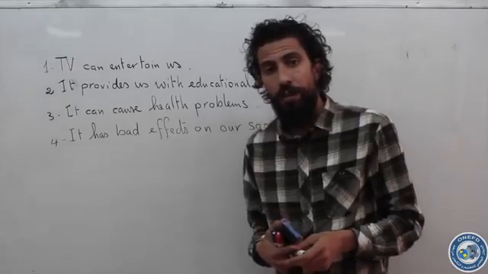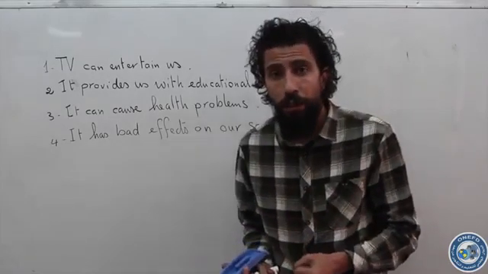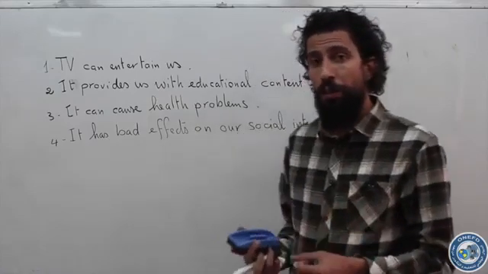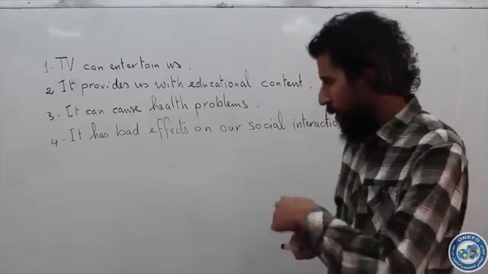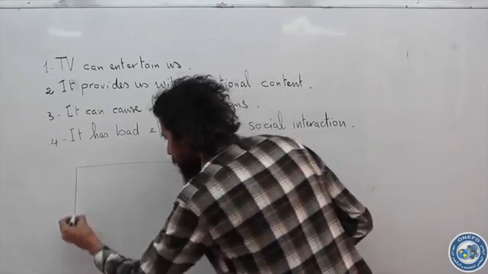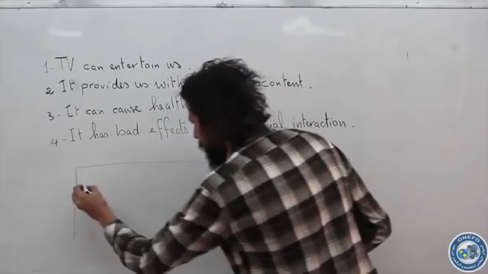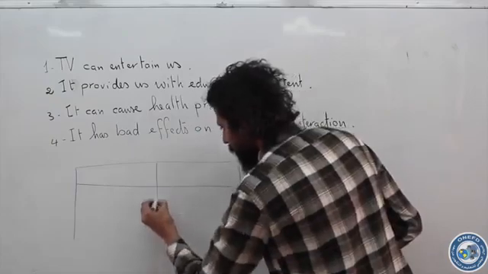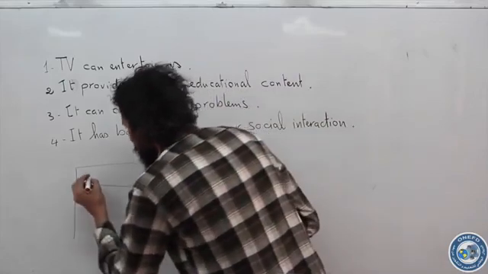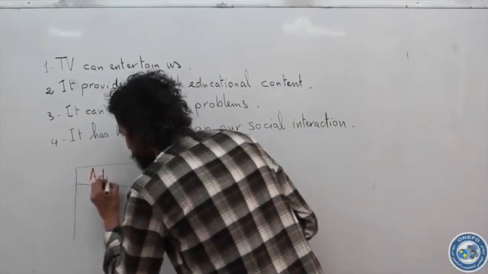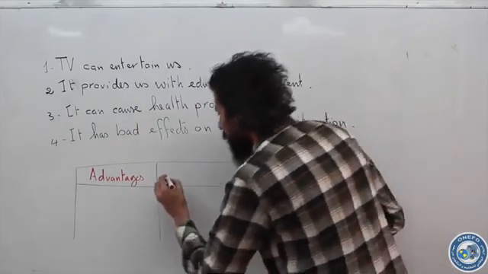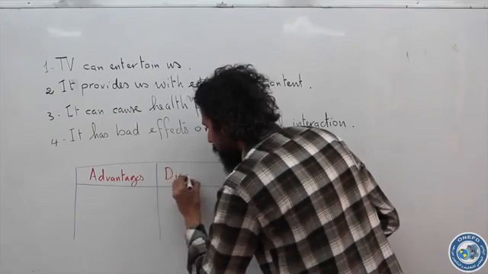Let's start answering and see which ones are talking about the advantages and which ones are talking about the disadvantages. In order to answer this, I'm going to draw a small table. Here, I'm going to write the advantages and on the other side I'm going to write the disadvantages.